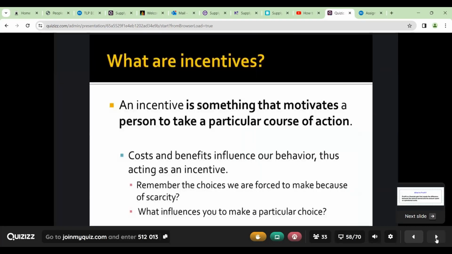So what are incentives? An incentive is something that motivates a person to take a particular course of action. Costs and benefits influence our behavior, thus acting as an incentive. Remember the choices we are forced to make because of scarcity. What influences you to make a particular choice?